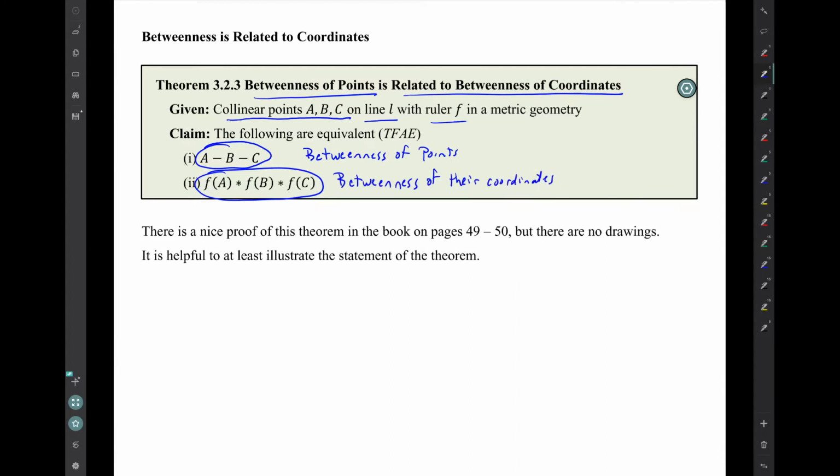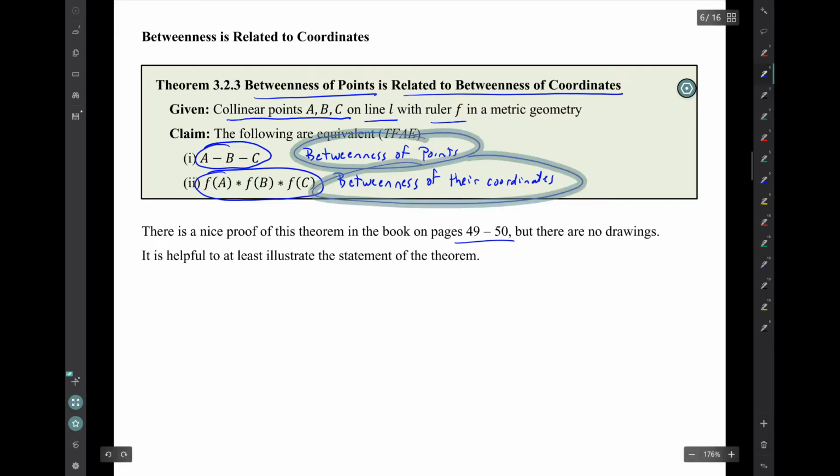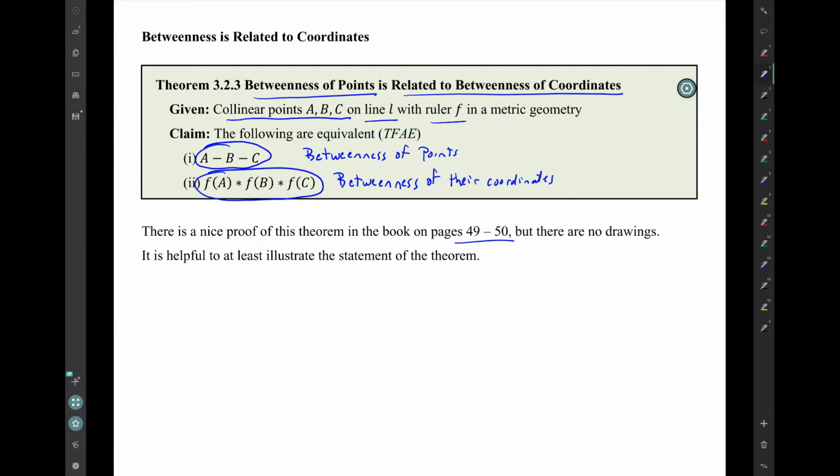Now there's a nice proof of this theorem in the book on pages 49 to 50, but as with most proofs in our book, there are no drawings. It's helpful to at least illustrate the statement of the theorem. So the theorem says that these two things are related, that is, they're equivalent. Well, let's just see if we can draw an illustration for each of those things. So let's illustrate A-B-C. That is, B is between A and C on line L. So there's an illustration of B is between A and C.